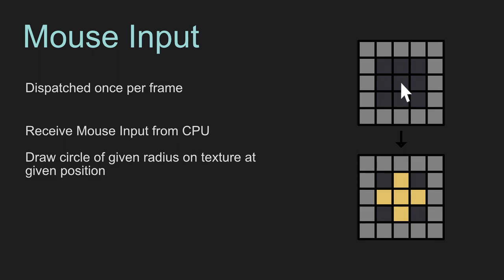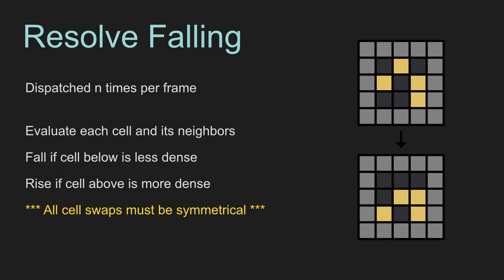When the user clicks, the orchestrator translates the world position of that click into the texture's coordinate system, and based on some variables like brush size and material type, the compute shader overwrites the cell material texture in a given radius. The next 3 kernels all work similarly and each handle a different form of cell movement.